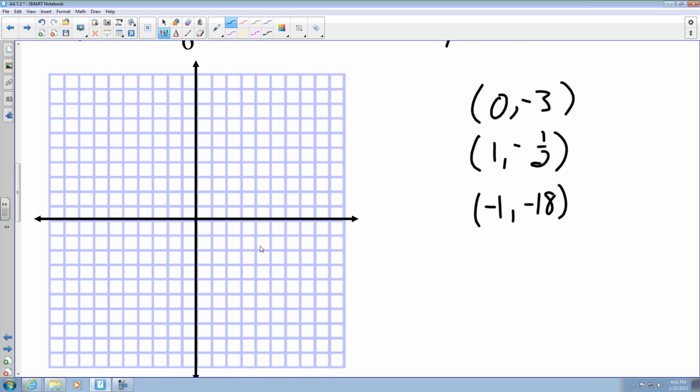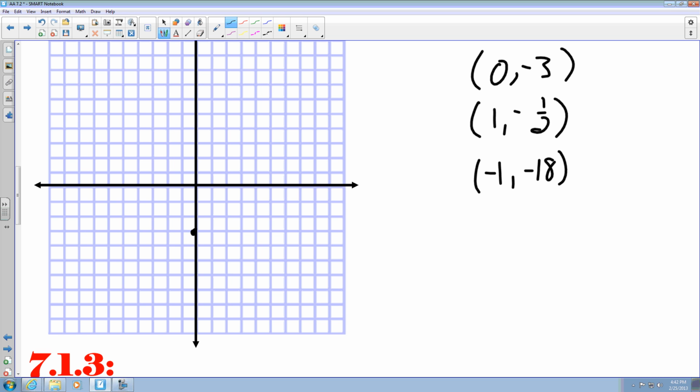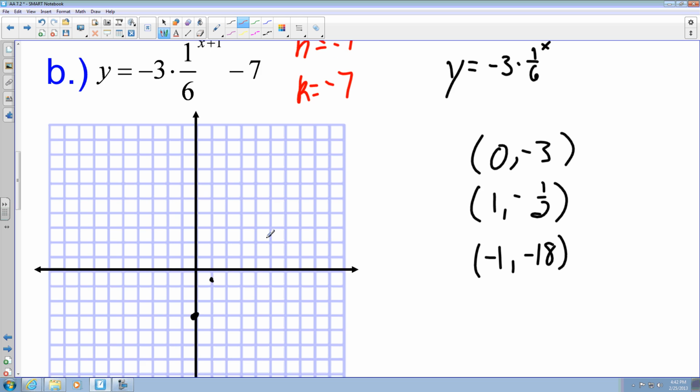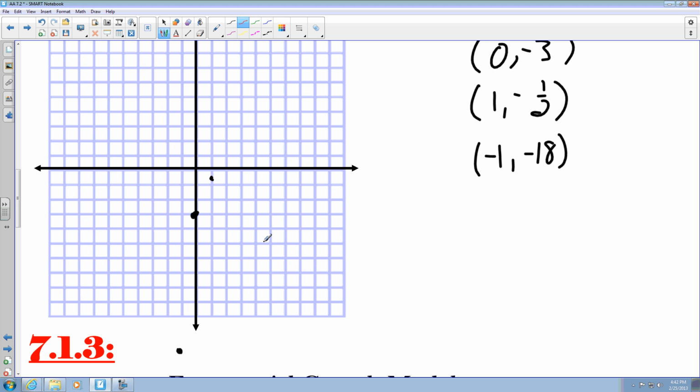So plotting these points, I have 0, -3, then 1, -1/2, and then my -1 is way over here. Looking at the translation now, I see that my h equals -1 and my k equals -7. That's telling me that I'm going to move it to the left 1 and down 7 units. So this is going to go 1, then 1, 2, 3, 4, 5, 6, 7. And then I have 1, and then 1, 2, 3, 4, 5, 6, 7.